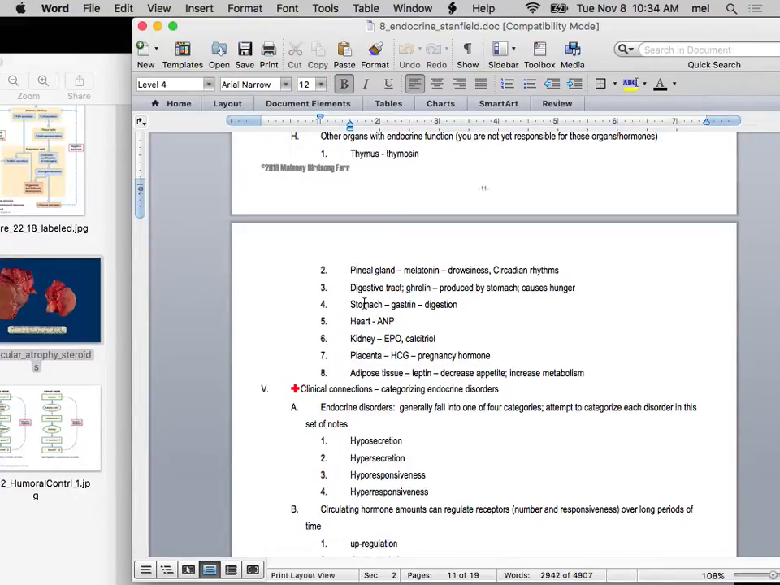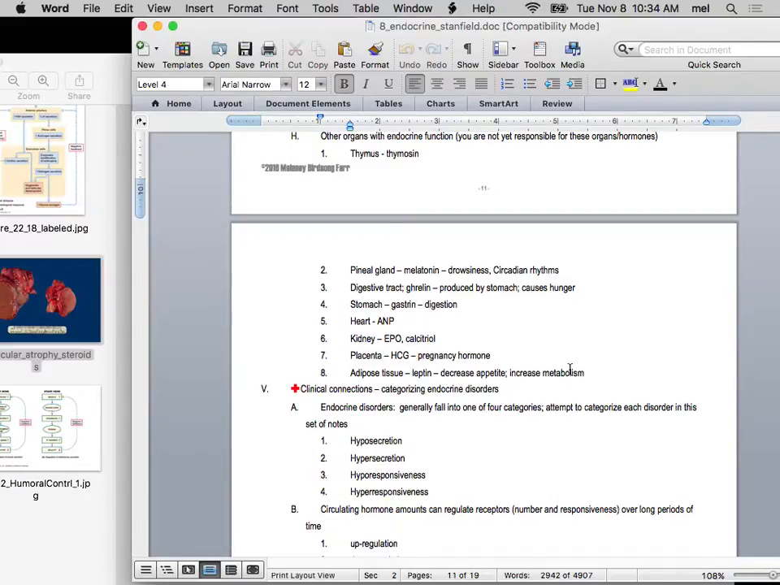The heart produces a hormone which we are going to learn later this semester. It's called atrial natriuretic peptide. And what it does is when your blood pressure is really high, your heart releases a hormone that tells your kidneys to pee, to drop your blood pressure. That makes sense? It's how your heart talks to your kidneys. Good. And then your kidneys release several.